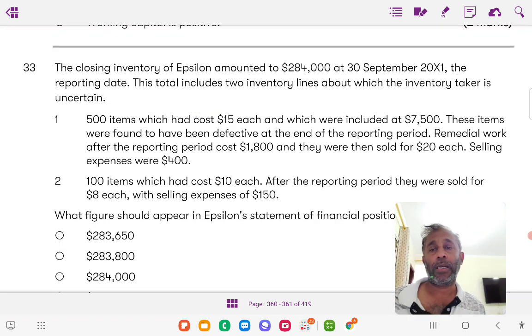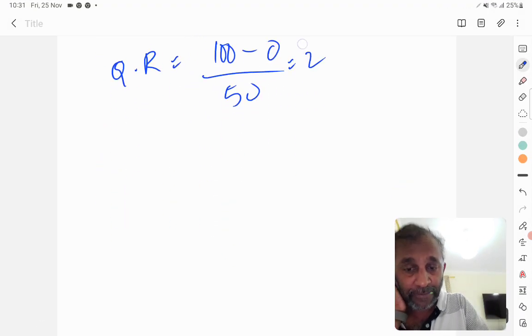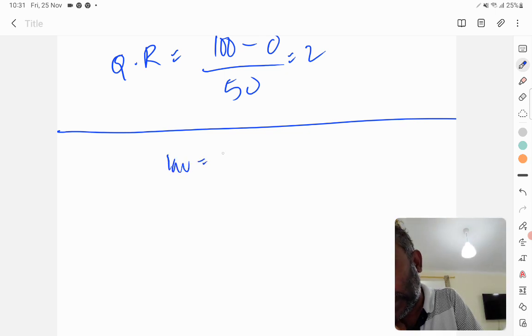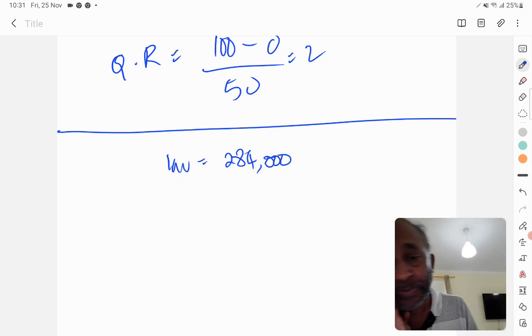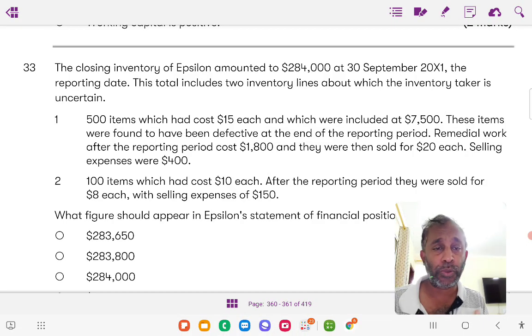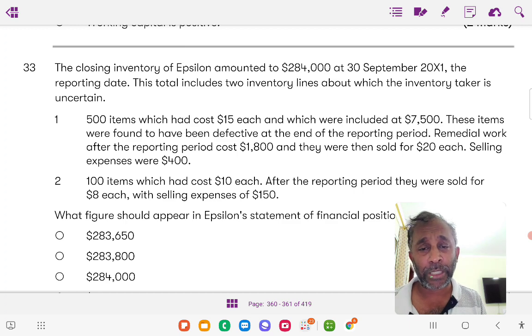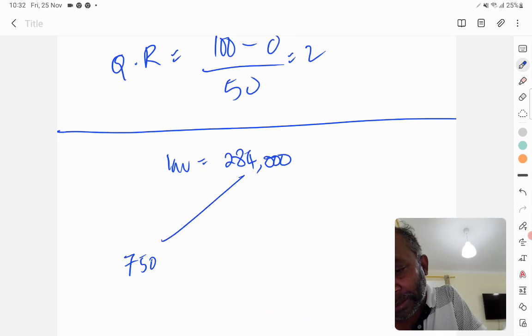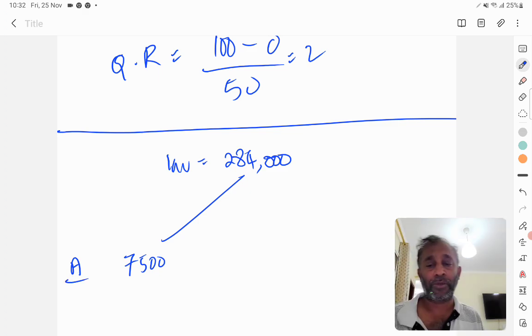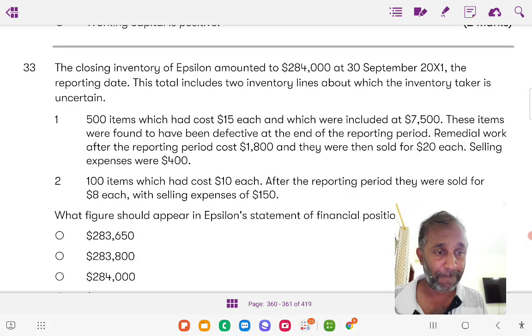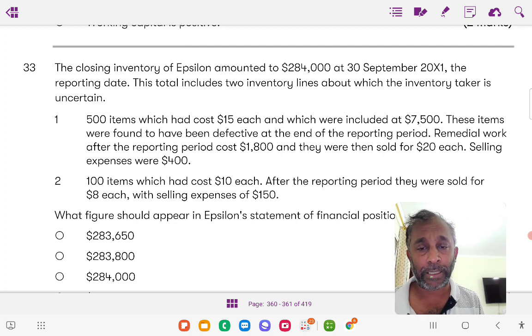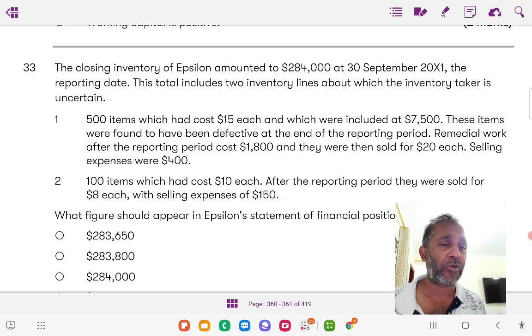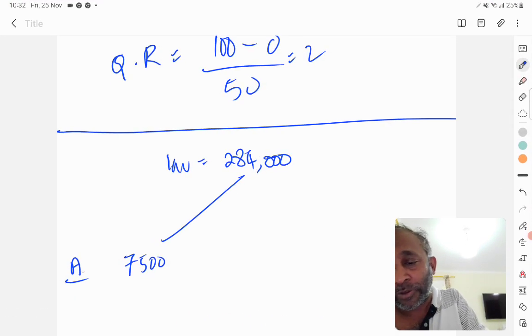Question number 33. The closing inventory of Epsilon amounted to 284,000. So let's work it out. So inventory reported is 284,000, and then they're talking about two different instances. 500 items which had cost 15 each and which were included at 7,500. So you have one item here, they have considered as included at a cost of 7,500, item A, and then what they say, these items were found to have been defective at the end of the reporting period. Remedial work after the reporting period cost 1,800 and they were then sold for 20 each. Selling expenses were 400 actually. So this is the cost.